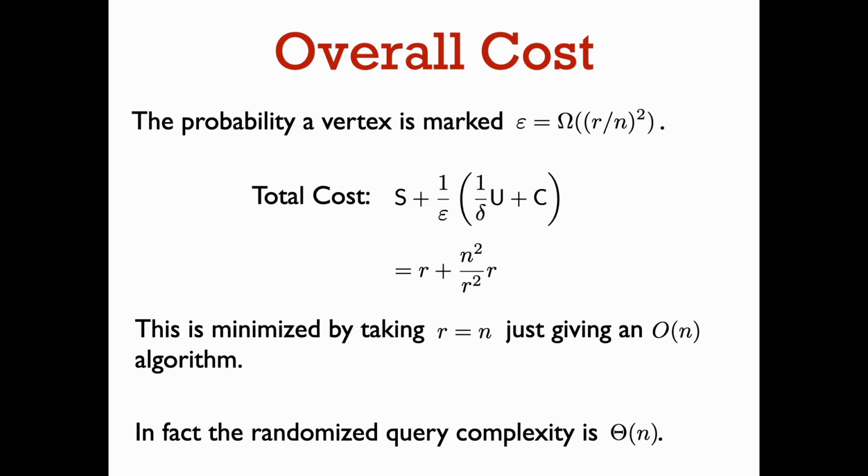Now this turns out to be not very interesting. It is minimized just by taking r equals n, which is the trivial algorithm of just querying all of x. In fact, we can't hope to do anything better for this example of element distinctness, because we also have a randomized query complexity lower bound of omega of n.